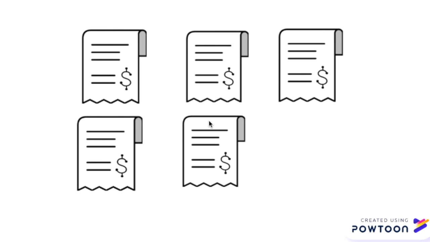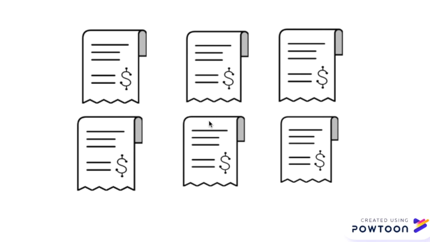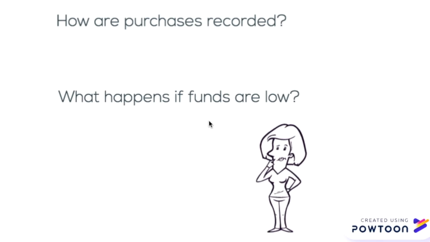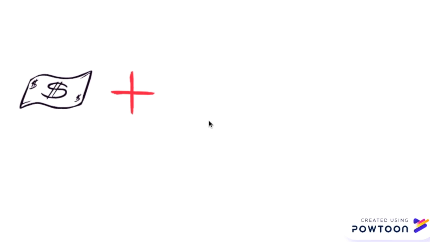But how are purchases recorded by the business, or what happens if funds are low? Well, this is when replenishing funds comes into play, where a petty cash fund replenishment report is used to calculate the amount required to return the balance back to the original amount, in addition to total receipts. To do this, the company will cash a cheque for the amount to bring the total cash fund back to the original balance.